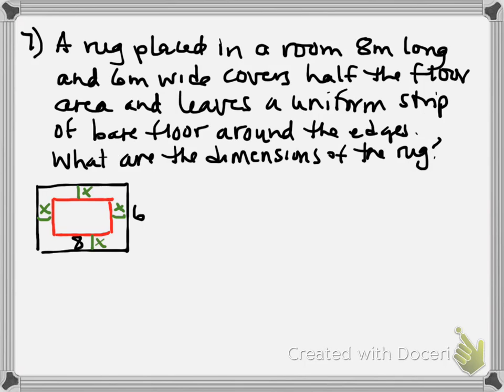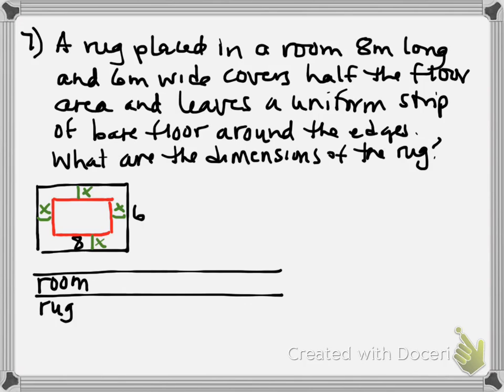So this one gets a little tricky when we do our chart. Our chart is going to have a room and it's going to have a rug. It's going to have a length, it's going to have a width, and it's going to have an area. So the room is easy. The length is 8, the width is 6, the area would be the product, 48.